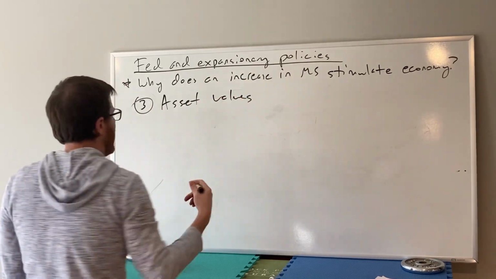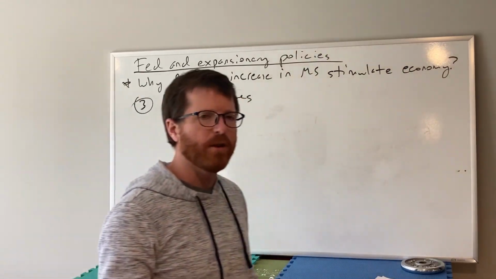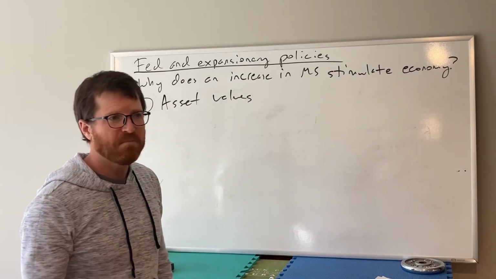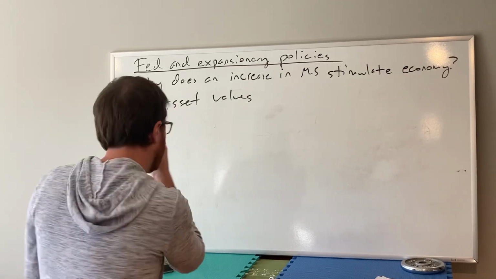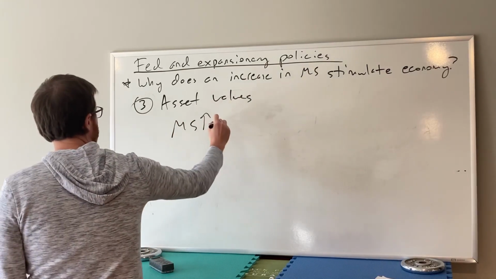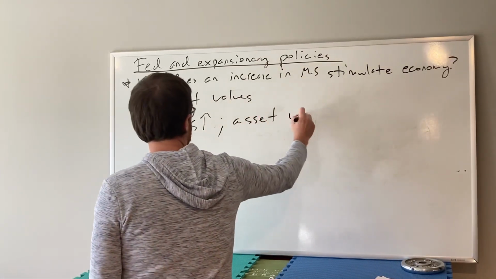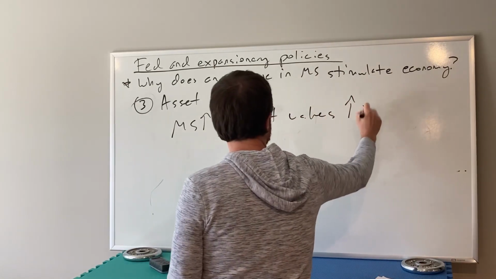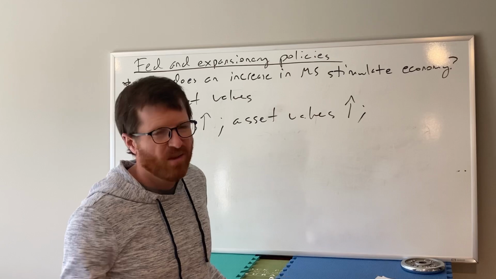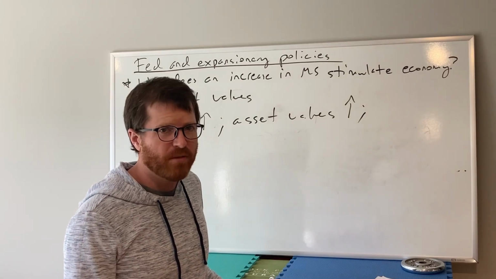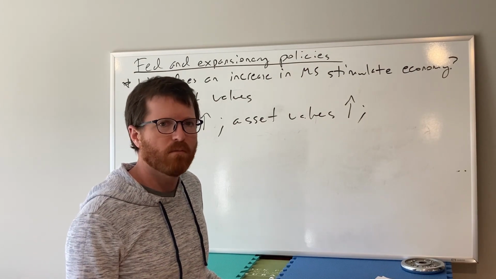All right, when we say asset values, what we're really talking about here is bonds, stocks, things like that. Houses, okay? The bottom line is when the money supply goes up, asset values go up as well, okay? Now, why do asset values go up when the money supply is higher? Well, when there's more money, basically everything's going to go up in value, okay?